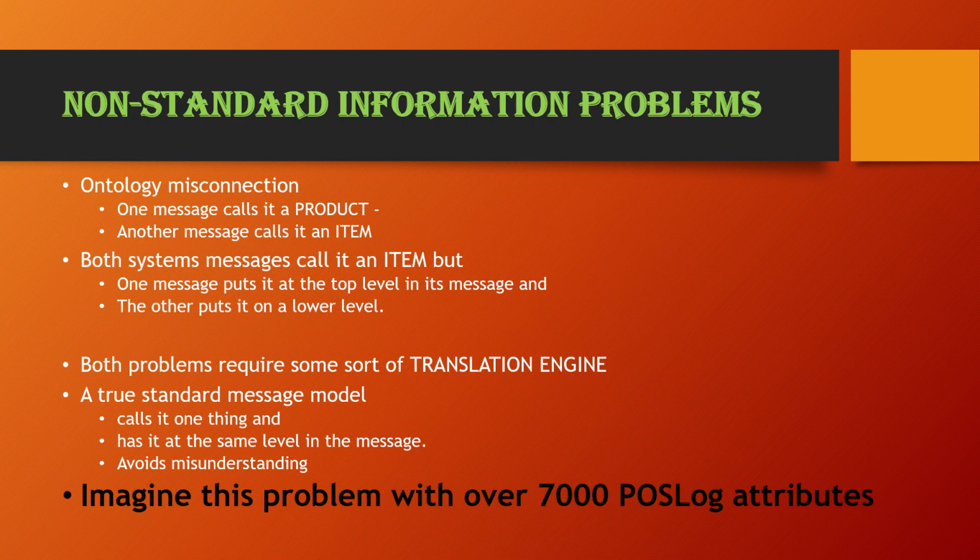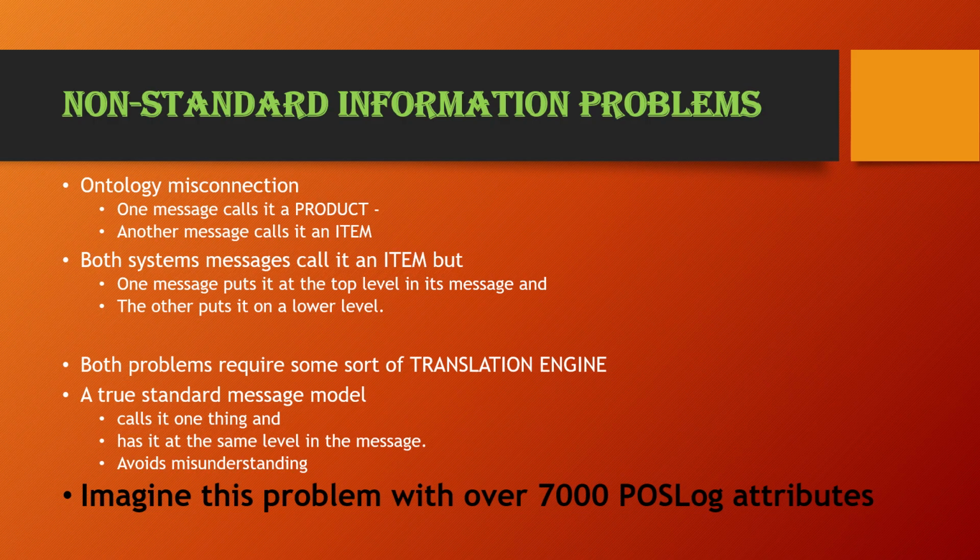Now let's take a look at what the retailers were trying to solve way back in 1993. They were starting with the ontology misconnection. One system may call something a product, and another one may call it an item. How do you know those two are the same thing? And both systems may call it an item, but one of them may put the item at the top level of its message, and the other may put the item at a lower level. So now you have to solve that problem.